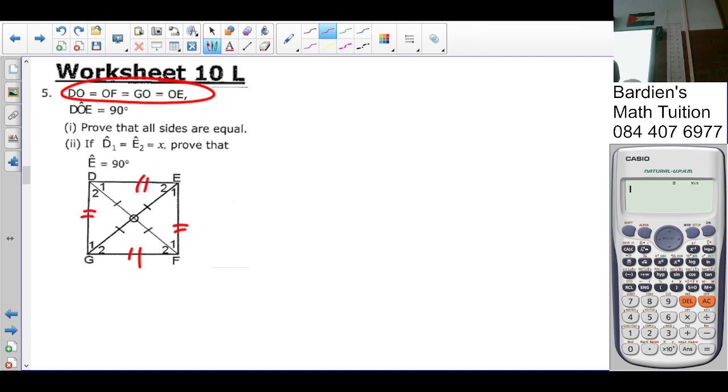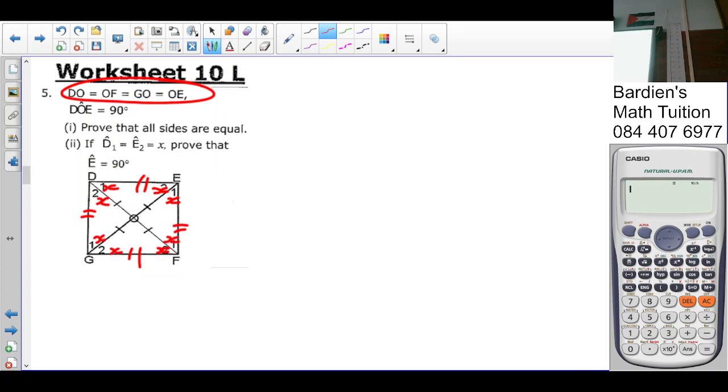I'm not going to prove it now. It will take me a good couple of minutes to write it out. Then in number 2, we are told that if D1 is equal to E2, which is equal to X, prove that angle E is 90. So if that is X, that is X. Remember, all sides are equal, not so?